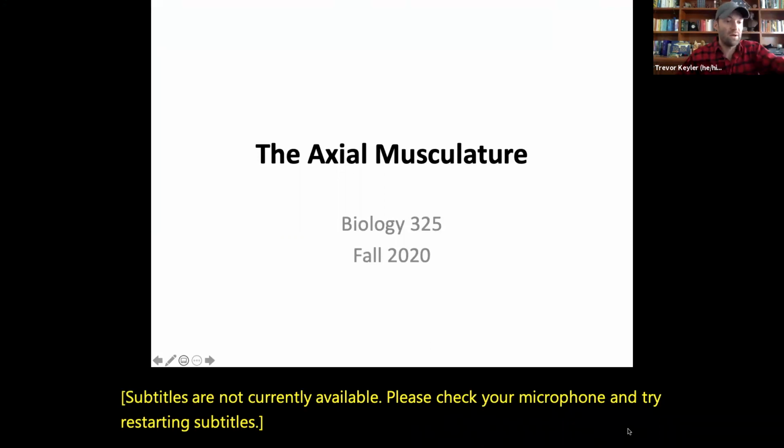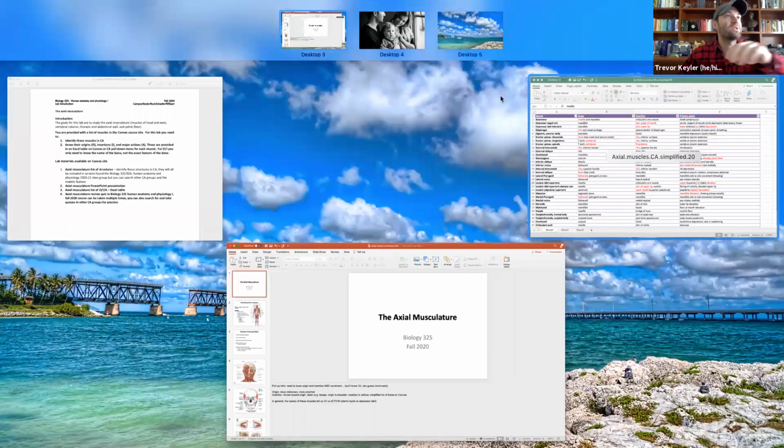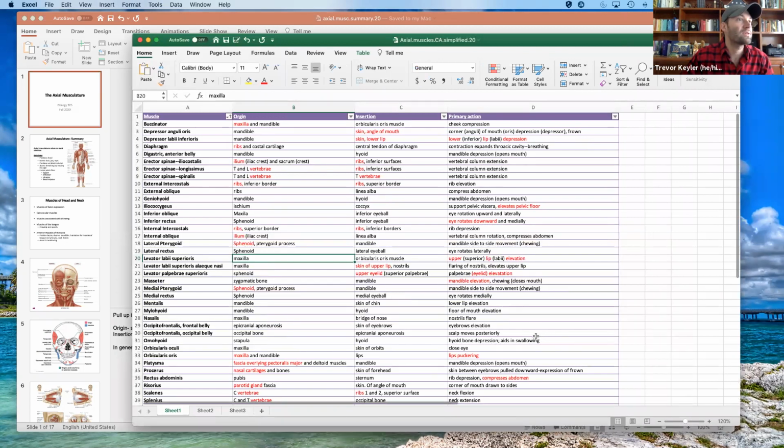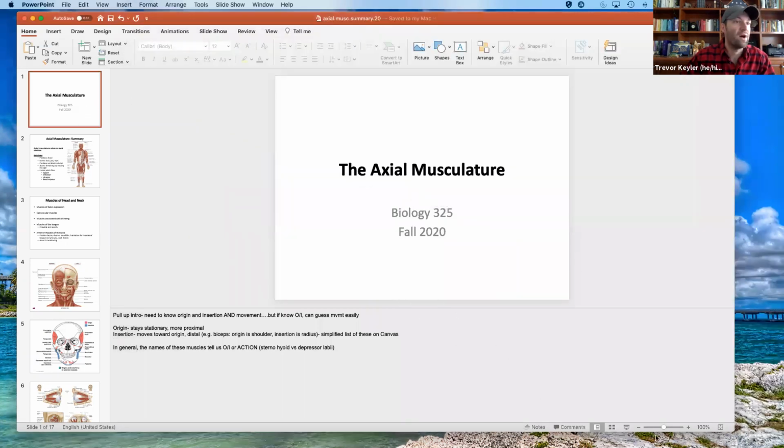We actually have a nice little Excel file that we've compiled for you. It looks a little daunting, but it's not too bad. We have our list of the axial muscles we need to know, and then we have the origin, the insertion, and the action. We've simplified these origins, insertions, and actions quite a bit to make it easier for you to access and understand what's going on. So it's anatomically simplified and then mechanically simplified with these actions as well. That is also up on Canvas. You should, of course, print that off and we'll work through that.